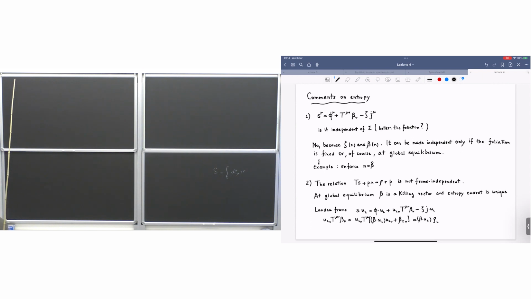This may sound surprising. In classical thermodynamics, for instance, this is totally negligible because there is one hypersurface which is usually chosen, which is the Euclidean space, which is absolute. Therefore, the entropy current in the non-relativistic limit is objective, but in the relativistic framework it is not. It may be made objective only if the foliation is fixed, if you choose a foliation which is physical in some respect.